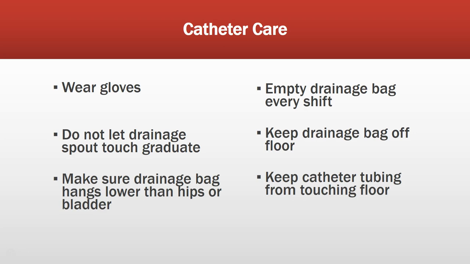Emptying the drainage bag will be part of the care and is usually done every shift or as ordered by the care plan, or PRN as needed. For catheter care, we wear gloves. Do not let the drainage spout touch the graduate. Make sure the drainage bag hangs lower than the hips, below the bladder. Empty daily, keep it off of the floor, and keep the catheter tubing from touching the floor.